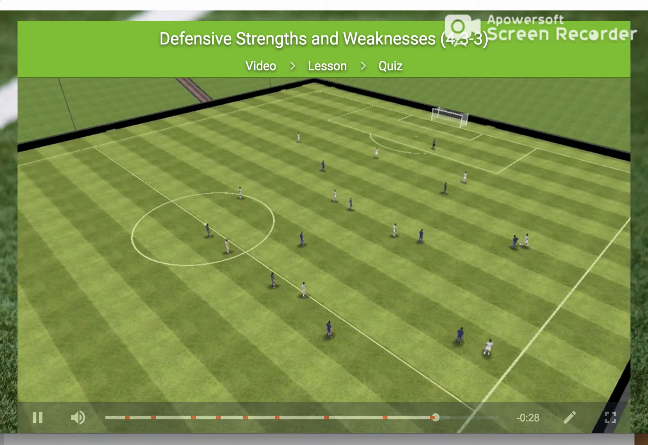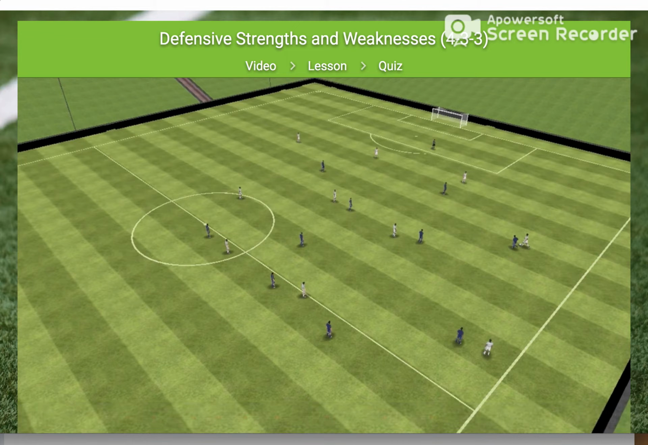Overall, the 4-3-3 can be a strong defensive formation in cases where players have a high level of fitness, team cohesion, and understanding of the system itself. But without these qualities, defending in a 4-3-3 can potentially be a challenge.